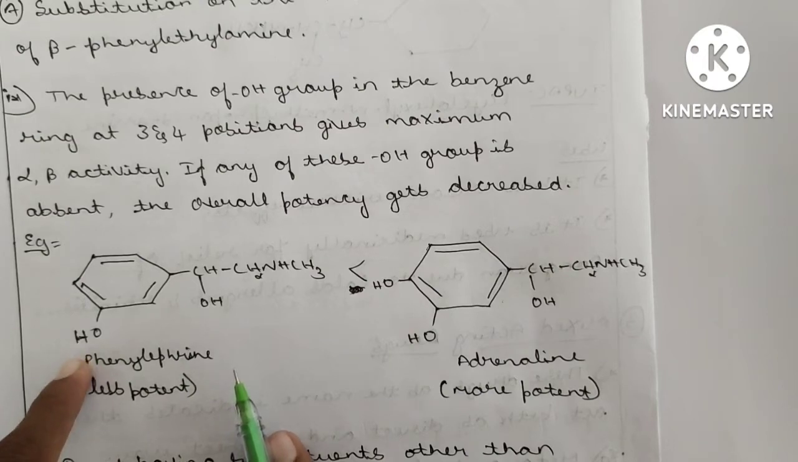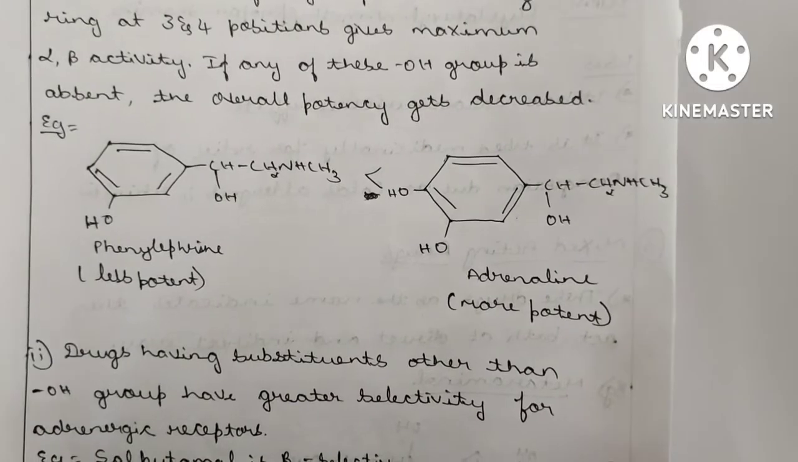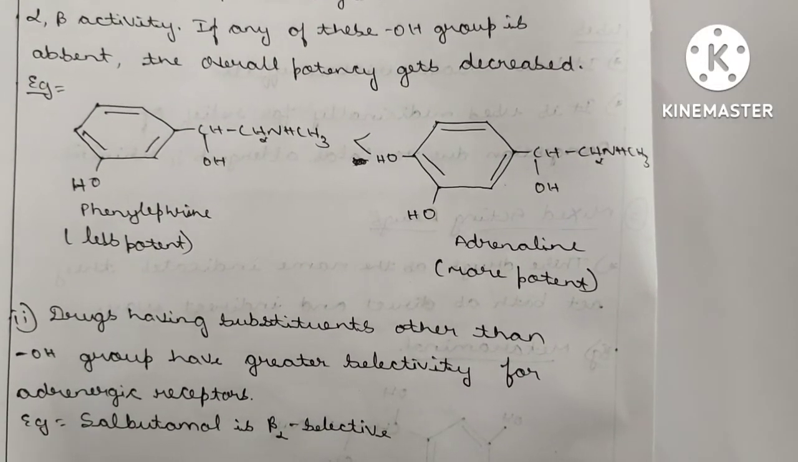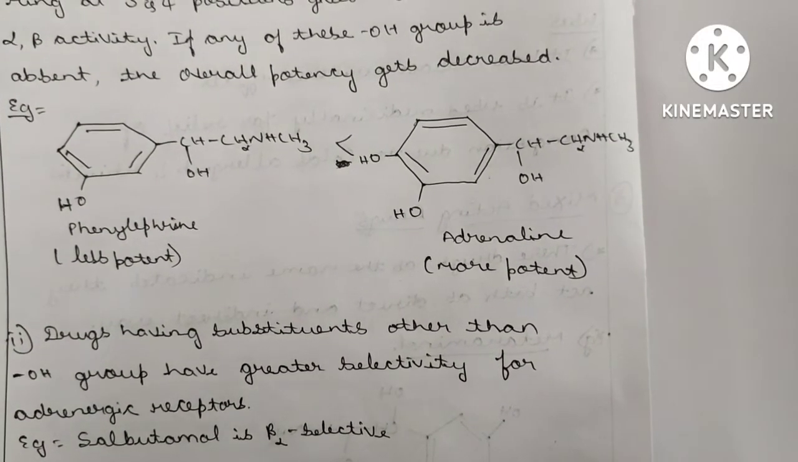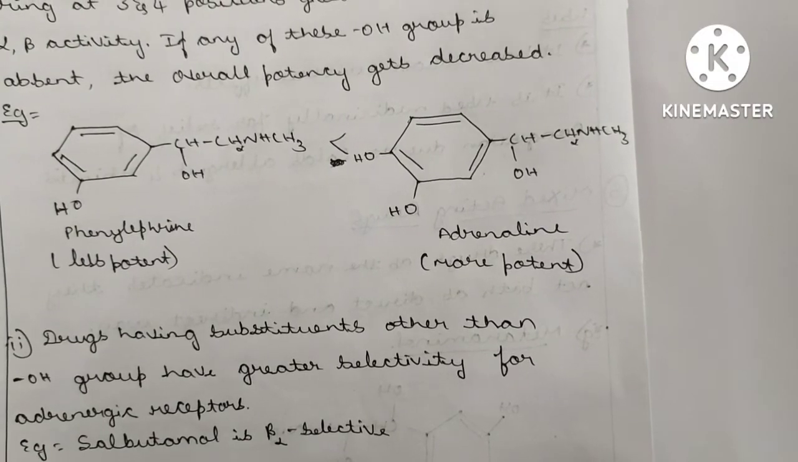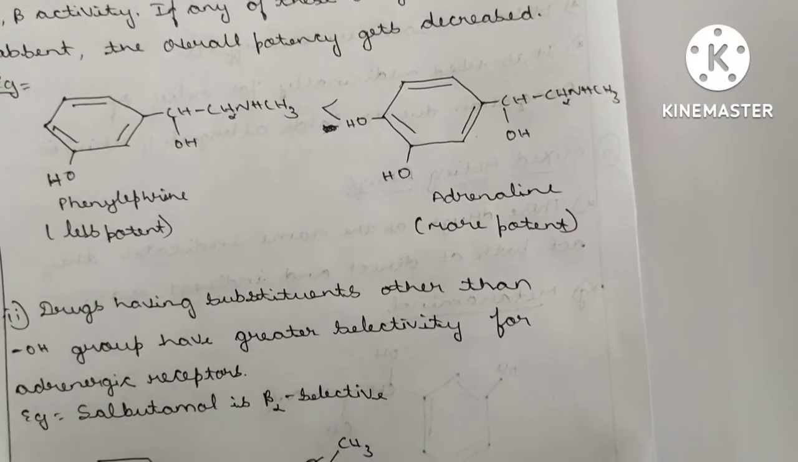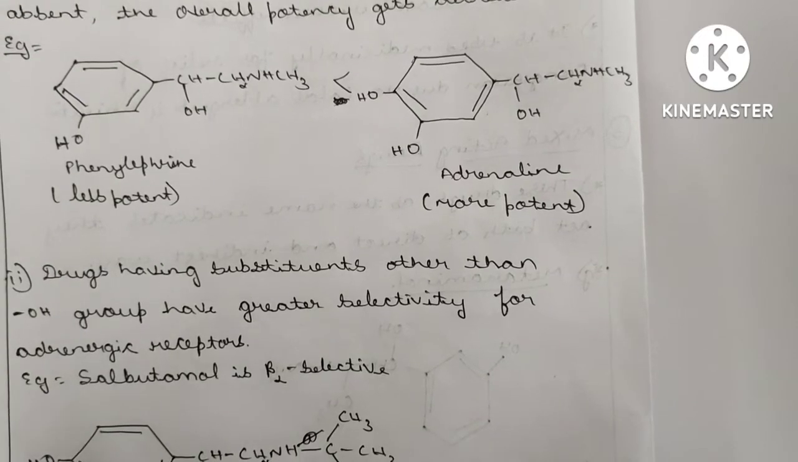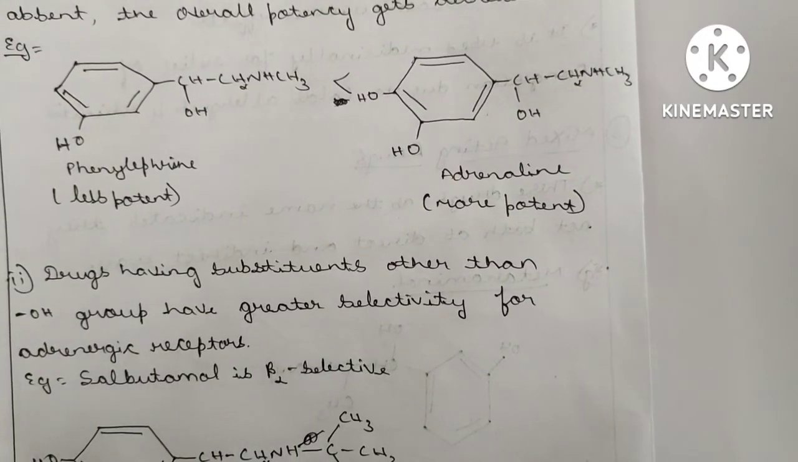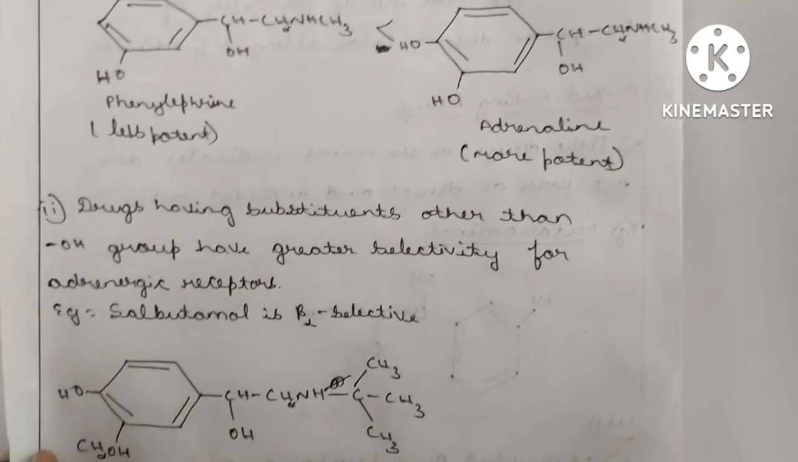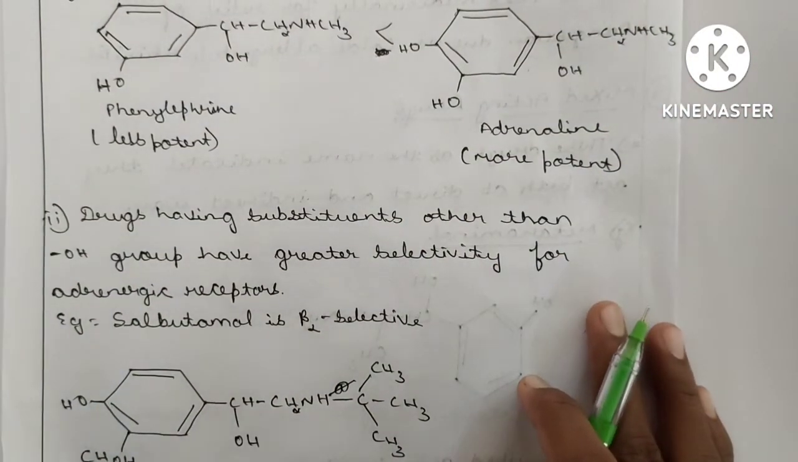See, you are observing here. Now you can come to the conclusion that phenylephrine is less potent than adrenaline because of the substitutions, because of the OH groups. The next point: drugs having substituents other than OH groups have greater selectivity for the adrenergic receptors. I have told you alpha and beta are the adrenergic receptors. Again, these are classified as alpha 1, alpha 2, beta 1, beta 2. That we will study in the next lecture.